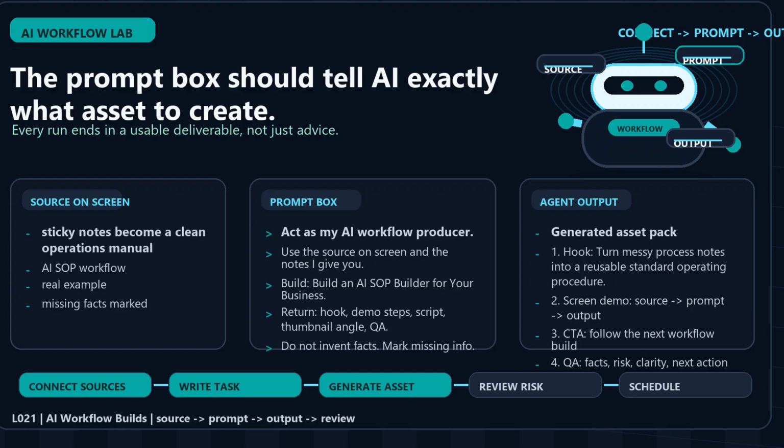Now watch the prompt logic. We do not ask, give me ideas about AI SOP workflow. We ask for a specific asset. Build the workflow. Show the demo sequence. Write the retention hook. Create the viewer action. Add the quality control checklist. Keep it in the AI workflow lab niche: practical AI systems, no-code automation, creator operations, and business workflow improvement.